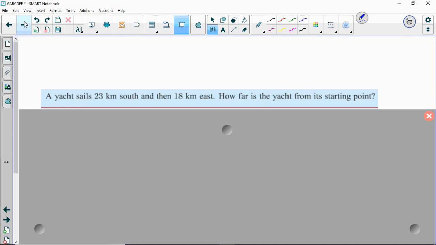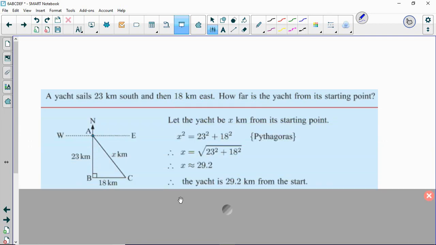So anyway, here, a yacht is sailing 23 kilometers south and 18 kilometers east. So we're going to draw a right triangle. Let me see, it's starting at an arbitrary place. We go 23 south, 18 east. Oh, I get it. It's a right triangle. So we use the Pythagorean theorem, and then we figure out how far away it is from where it started. Not a challenging thing once you figure out what the picture is you need to draw.